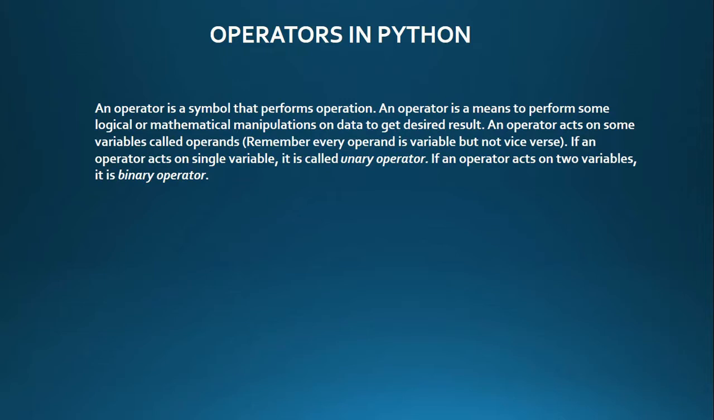Now, what is an operator? An operator is a symbol that performs operation. In another way, an operator is a means to perform some logical or mathematical manipulation on what? On some data. And what is the purpose? To get some desired result.